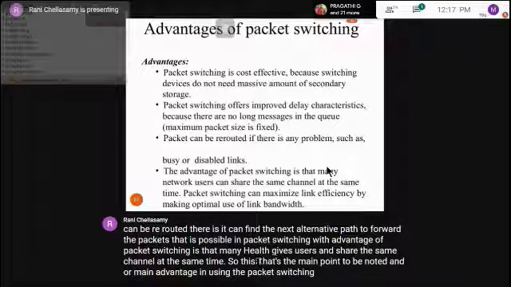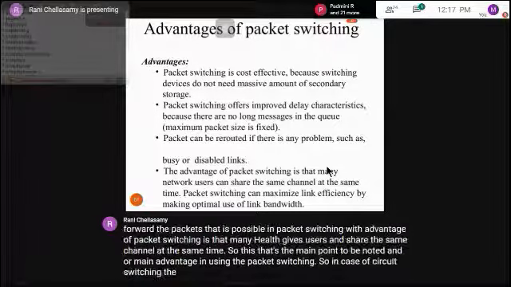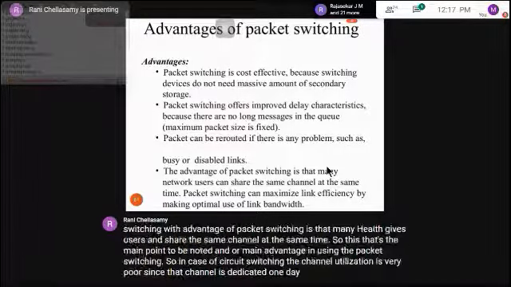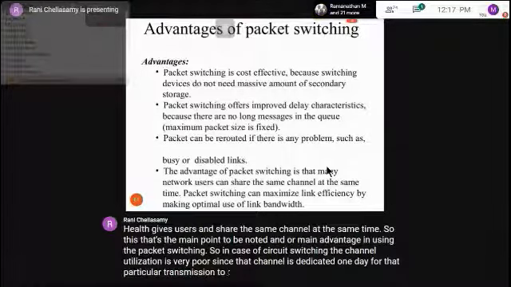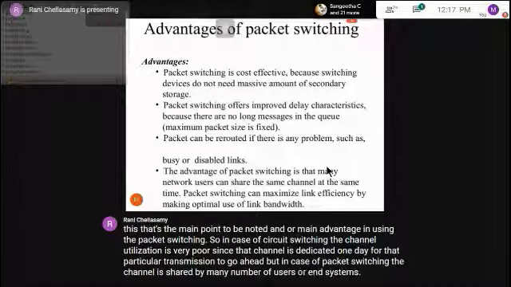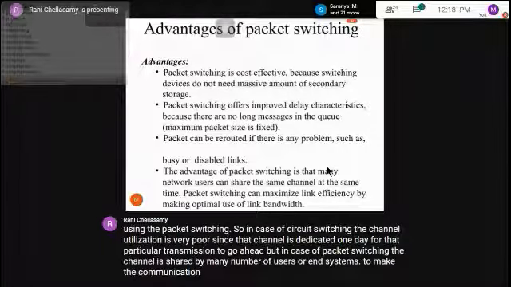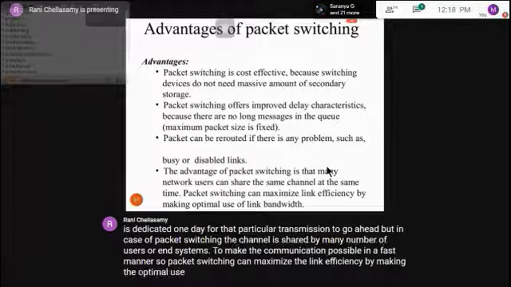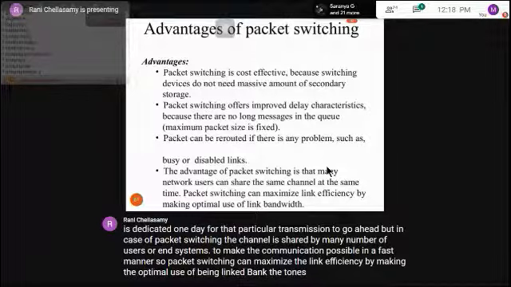So in the case of circuit switching, the channel utilization is very poor since that channel is dedicated only for that particular transmission to go ahead. But in the case of packet switching, the channel is shared by many users or end systems to make the communication possible in a fast manner. So packet switching can maximize the link efficiency by making optimal use of the link bandwidth also.